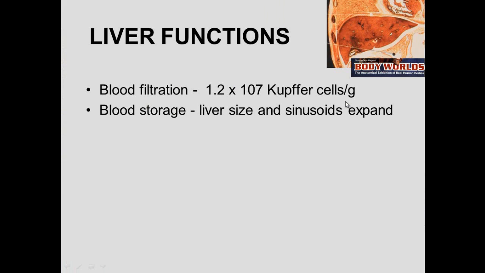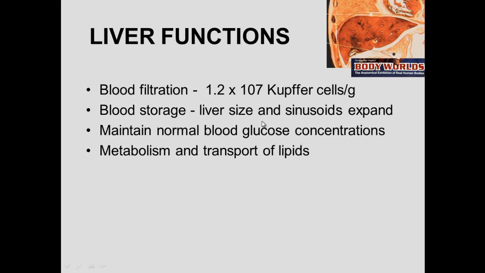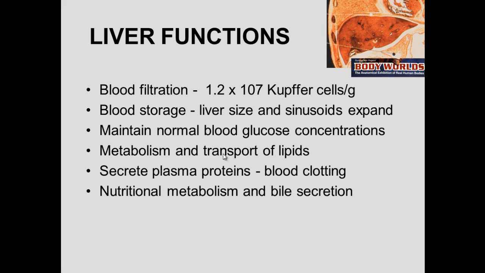One of the most important glands, of course, is the liver. It filters blood. It has a lot of Kupffer cells, which are macrophage type cells. They're of monocyte origin, and they filter the blood. There's also stored blood in the sinuses. It maintains normal glucose concentrations by regulating uptake of glucose, or the breakdown of glycogen, to help maintain homeostasis, and it handles metabolism and transport of lipids.